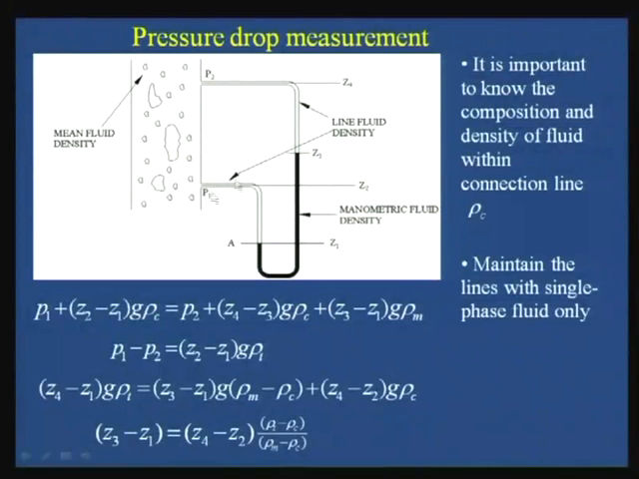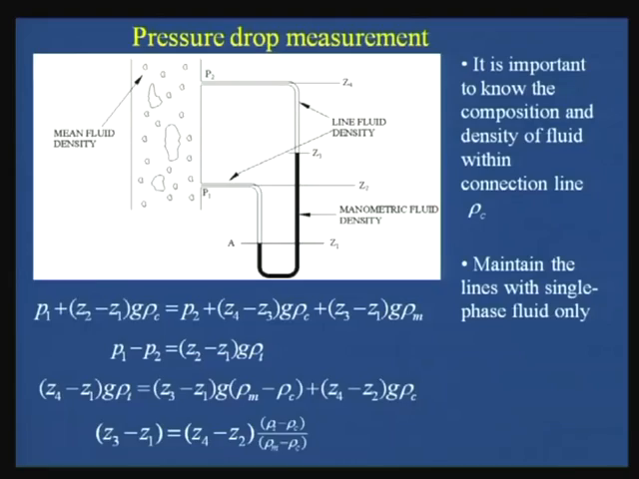But when we have two phase flow, we find that under most circumstances, the density of the fluid inside the tube will not be equal to the density of the line fluid, and therefore there will be a difference between the two levels of the manometer even when there is no flow inside the pipe. So, this is the first hitch we come across. Why do I call it a stumbling block?